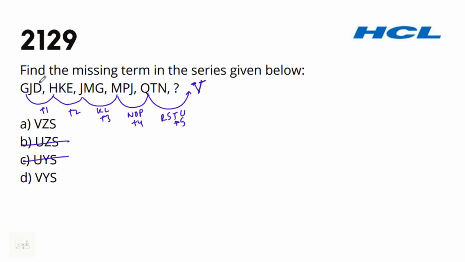Okay, J, K L M N O P, then Q R S T, then we have a 4 jump. S T U V W X Y. We should have Y. V Y, V Y S. That is in option D. Next one should be V Y S, and that is option D.